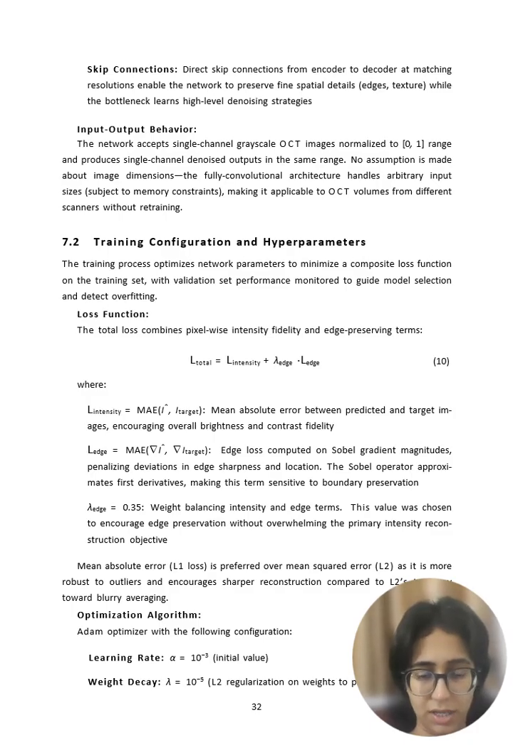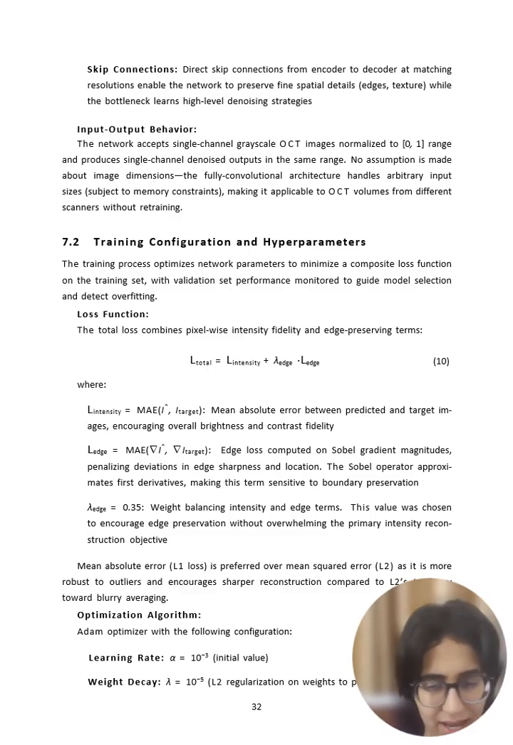The mean absolute error, which is also known as the L1 loss, is preferred over the mean squared error, that is the L2 loss, as it is more robust to outliers. When we use L2 loss, it still contains some kind of outliers. The optimization algorithm that has been used is the Adam optimizer.